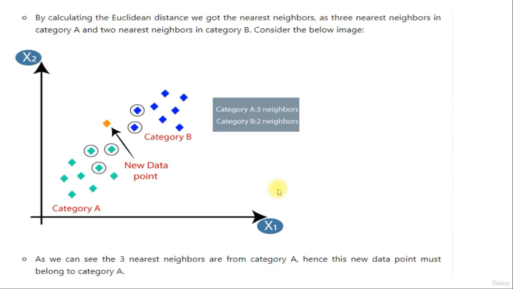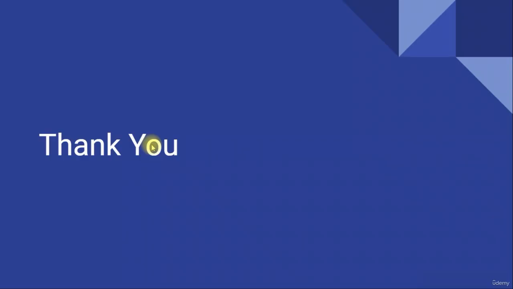Now here, if you look at this image very carefully, category A has 3 nearest neighbors and category B has 2 nearest neighbors. For this example, we are considering k equal to 5, so we are going to take into account 5 nearest neighbors, and of those 5, 3 belong to category A and 2 belong to category B. As category A has more nearest neighbors to the new data point, this new data point will be classified into category A. This is the simple logic of KNN. I hope you are clear with the mathematical understanding of KNN.